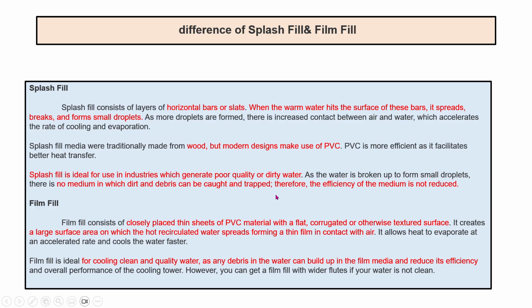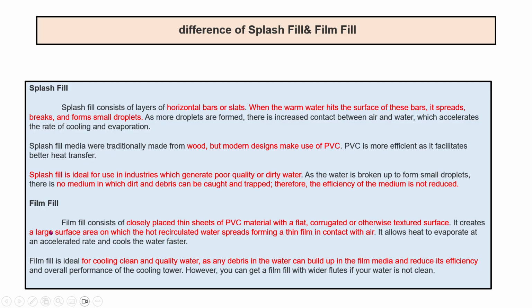So, if the dust is there, then also it will not reduce. The performance will remain the same. The film consists of closely packed thin sheets of PVC material with a flat. So PVC sheet plus flat will be there. Corrugated and otherwise textured surface. Texture means up and down surface.